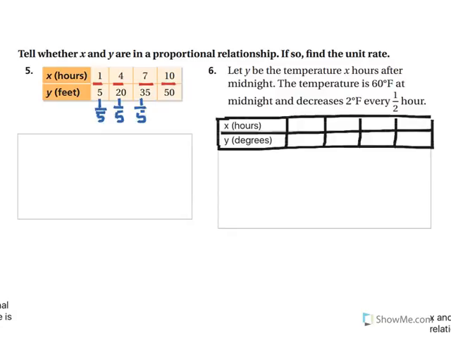And finally, I can divide 10 and 50 both by 10. 10 divided by 10 is 1. 50 divided by 10 is 5.